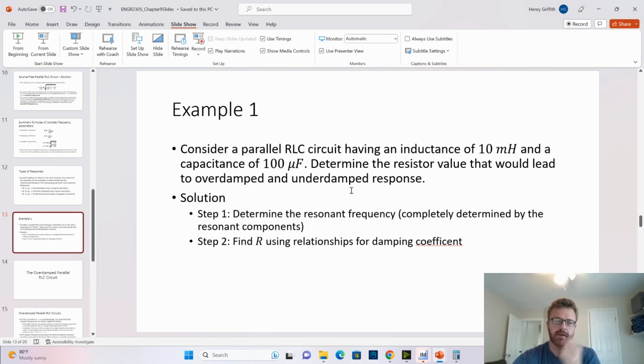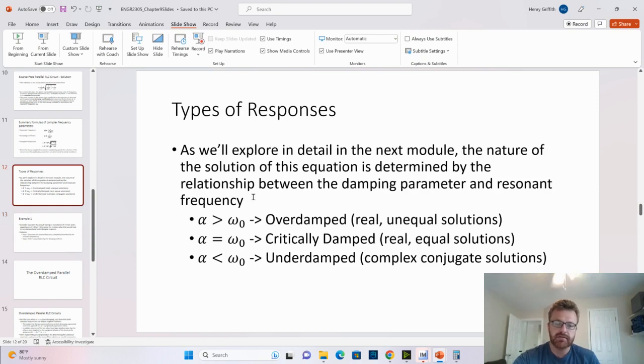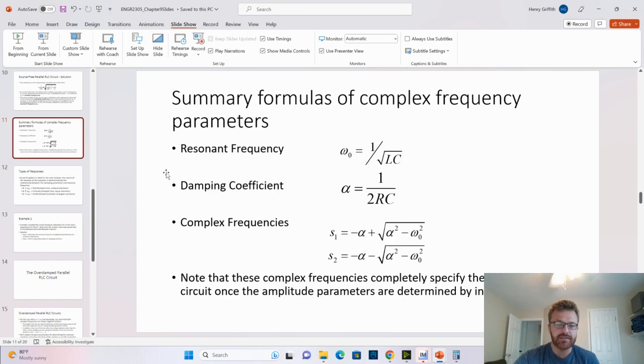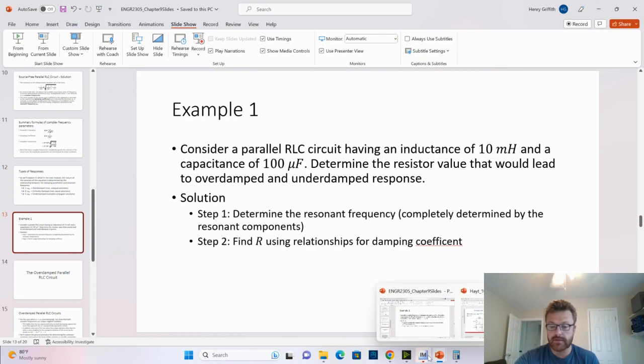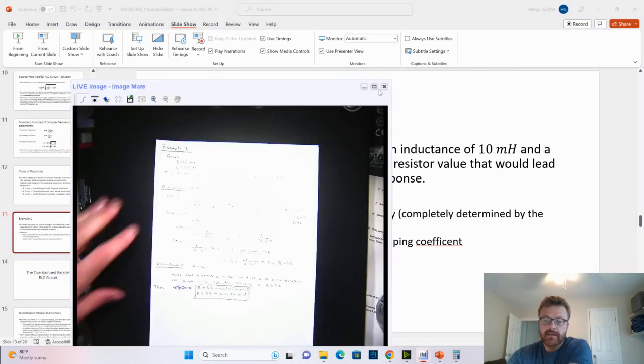So let's think about the way where we're going to do this. Remember that the relationship between overdamping and underdamping is all related to the relationship between omega naught and alpha. Alpha depends on R, but omega naught does not. So I will be able to calculate omega naught given L and C. And then I know that if I want it to be overdamped, I just need alpha to be greater than omega naught. Alpha expression involves R and C. So I will eventually be able to get this down to an inequality that only has one unknown and solve for it. Now let me show you how to do that just to save time.